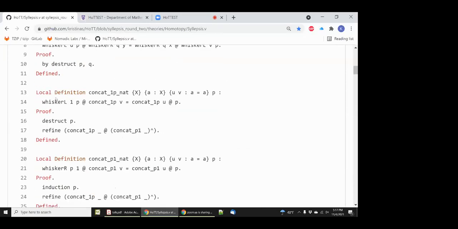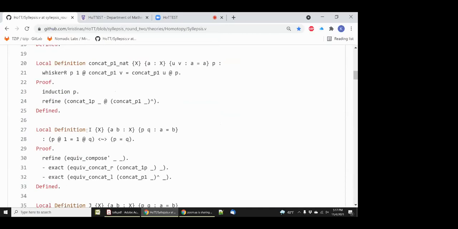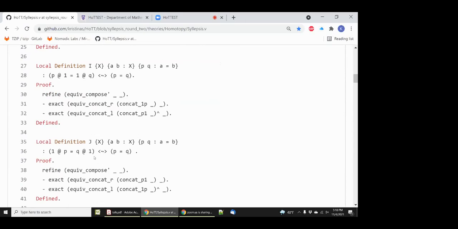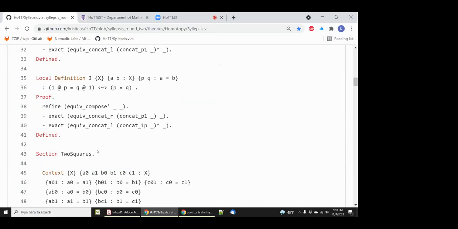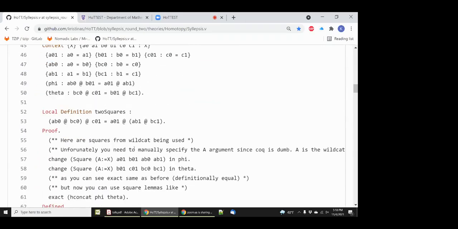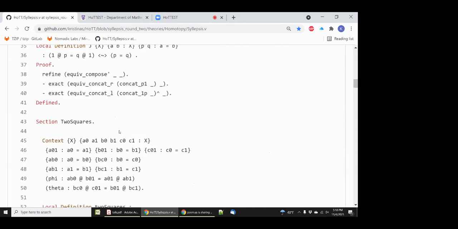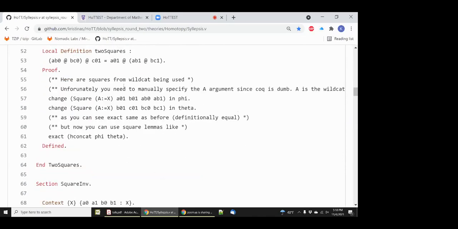Then we have the naturality of the concatenation on the left and on the right. And here we have the thing I called the double arrows, which basically just gets rid of the spurious ones. Then we have a similar thing that gets rid of the spurious ones on the other side. And then we have this section about gluing two squares together. That's largely inherited from the wildcats.